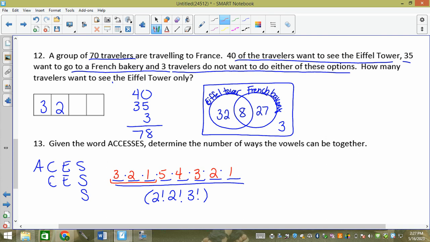Unless they said the vowels have to be together at the front. If the vowels are together at the front, I would be done, right? So I have to multiply by 6. And so I would get 720 divided by 4, which is 180. 180.